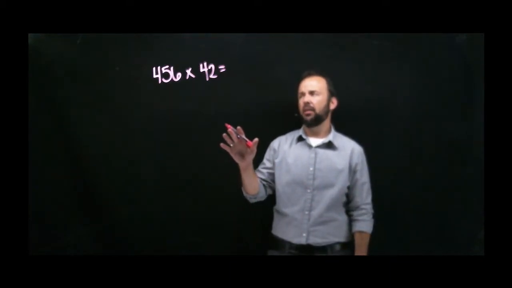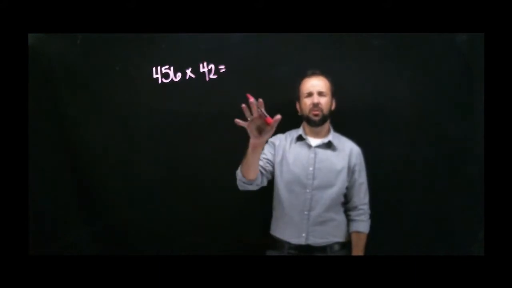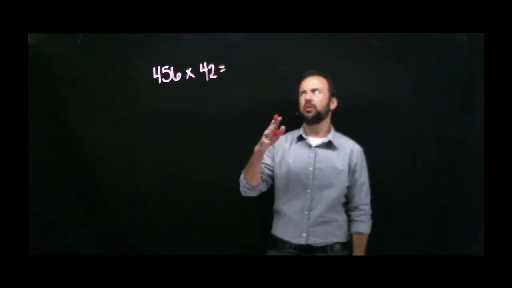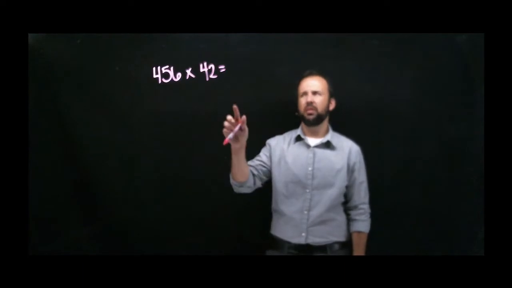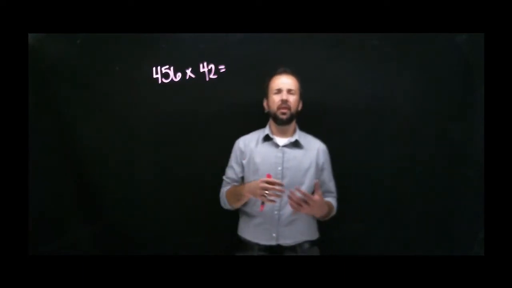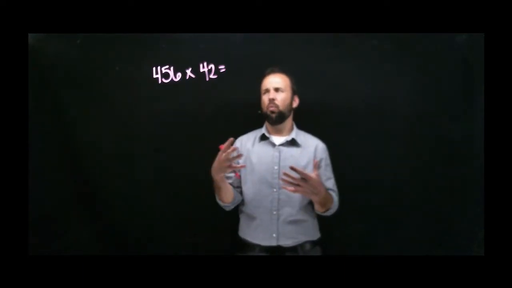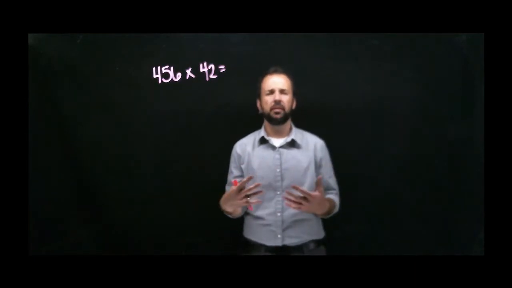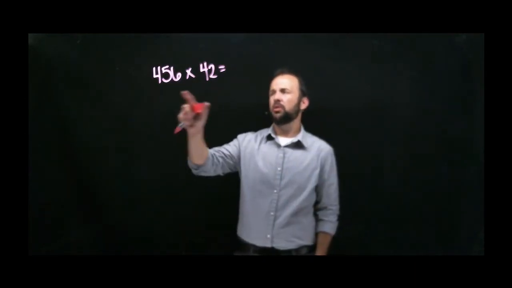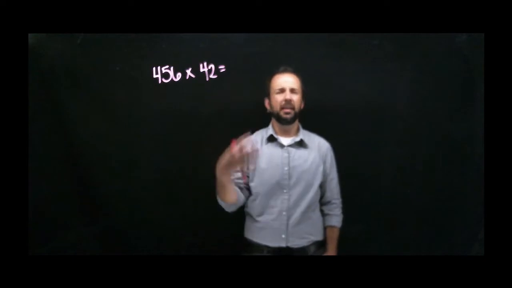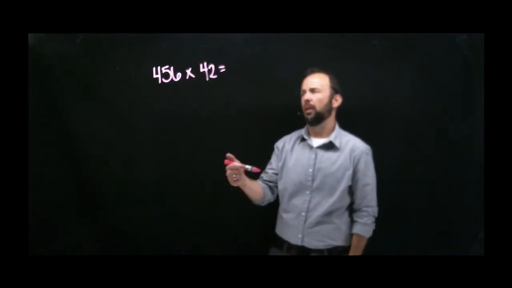And I know how I could get an exact answer, okay? There are certain algorithms, certain strategies, certain things I could do to get an exact answer, but before I do that, I'm going to make an estimate to see what the product is going to be close to. What I'm going to want to do is round both of these numbers, make them easier to work with, and then multiply those numbers.